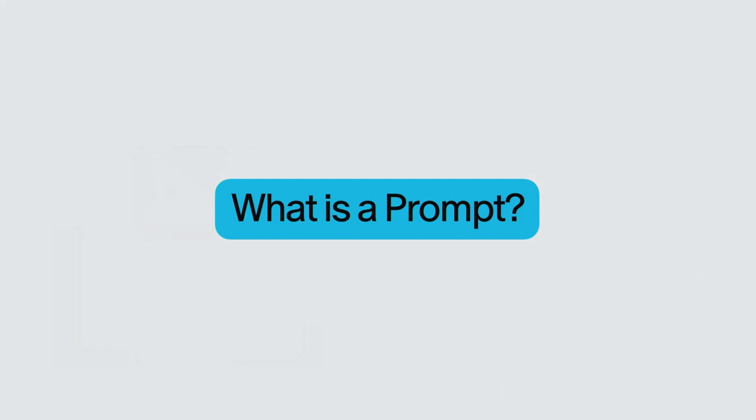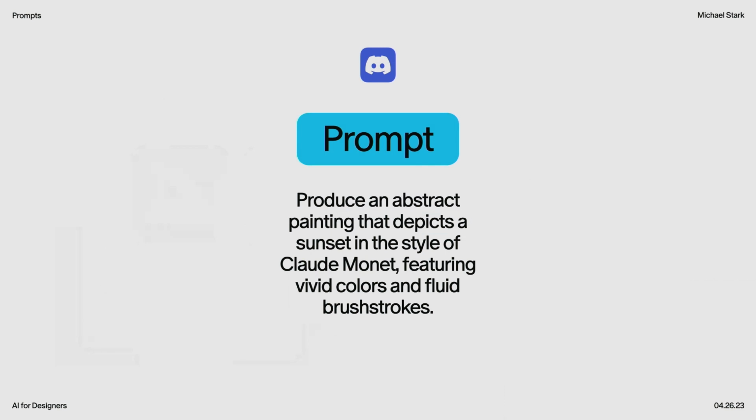So again, this is maybe a lot of basic information for you guys, but for those that are new, what is in a prompt? Like he said, it takes place in the chat Discord. You give it the command imagine, and then you're on your way. So here's an example: produce an abstract painting that depicts a sunset in the style of Claude Monet, featuring vivid colors and fluid brushstrokes. That would be an example of a very simple, basic prompt, one sentence.